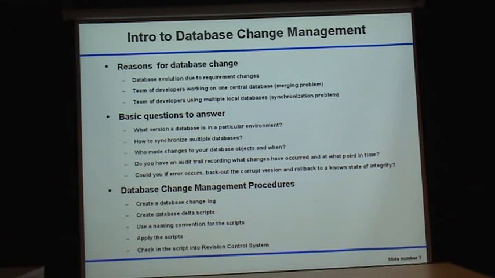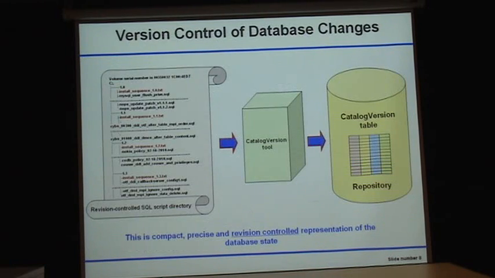delta scripts using a naming convention for the script, and apply the script and check the script into a revision control system like Subversion. And here, that's an important picture, because here you see the tool which we developed, the catalog version tool. Here you see the repository, the revision control repository, like again Subversion, whatever you use, where those scripts are.